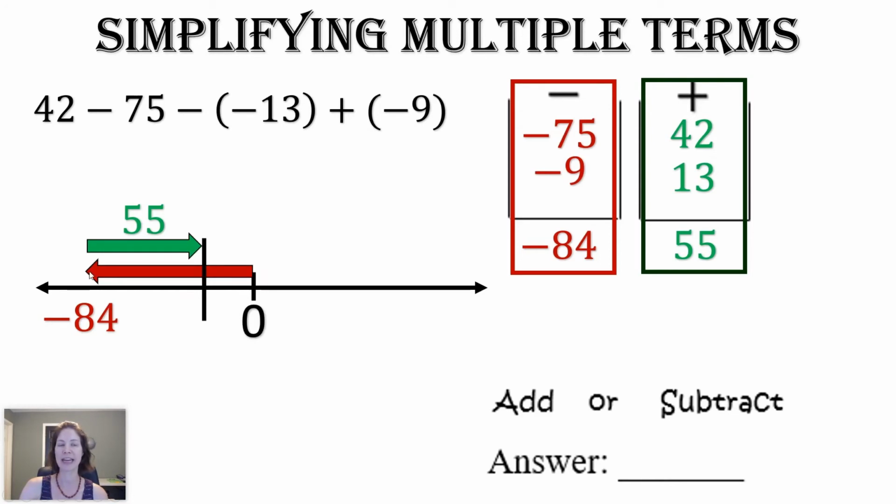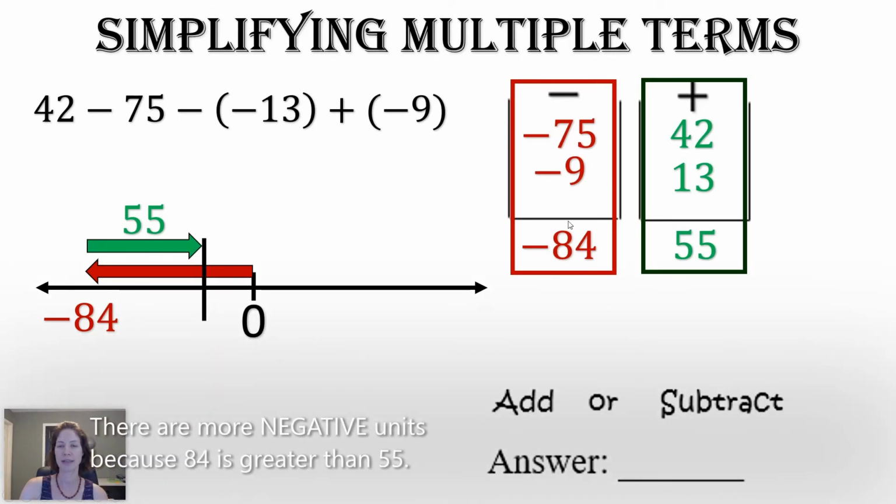And you'll notice 84 is more units, okay? 84 has more units than positive 55, so we're going to end on the left side of 0. You can see it over here at the boxes. 84 is a larger value of units, that there's more units here than there is for 55. So 84 minus 55 is negative 29.